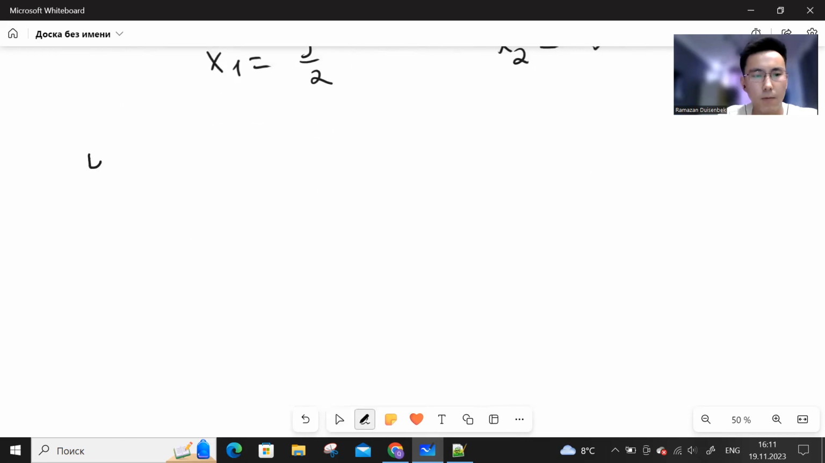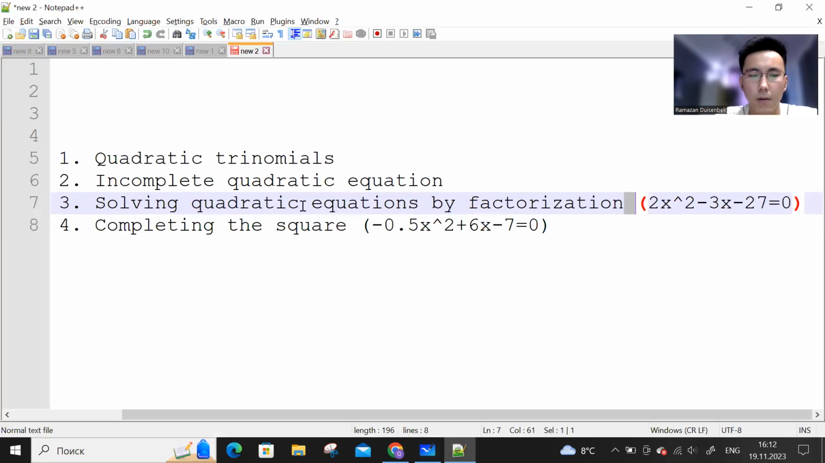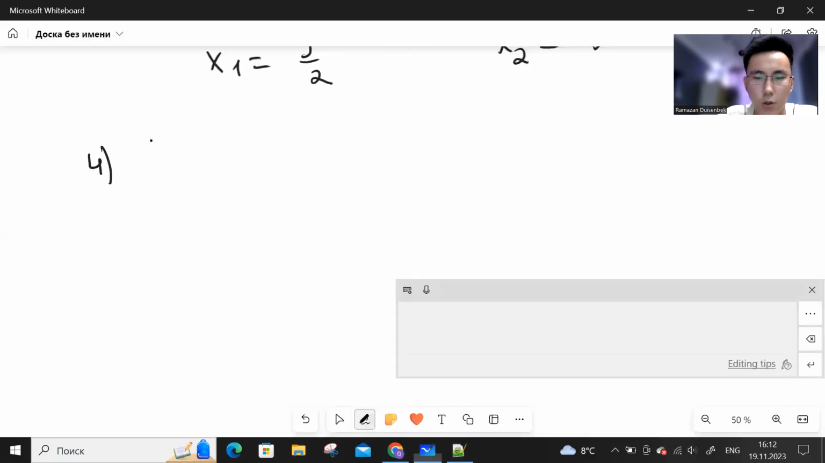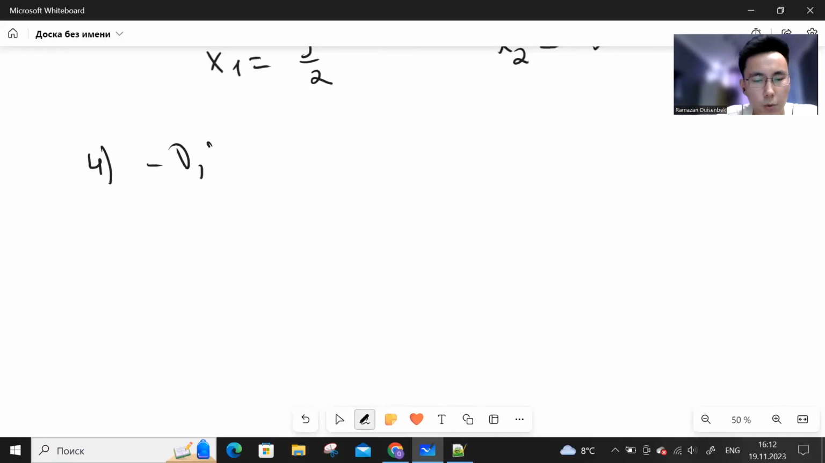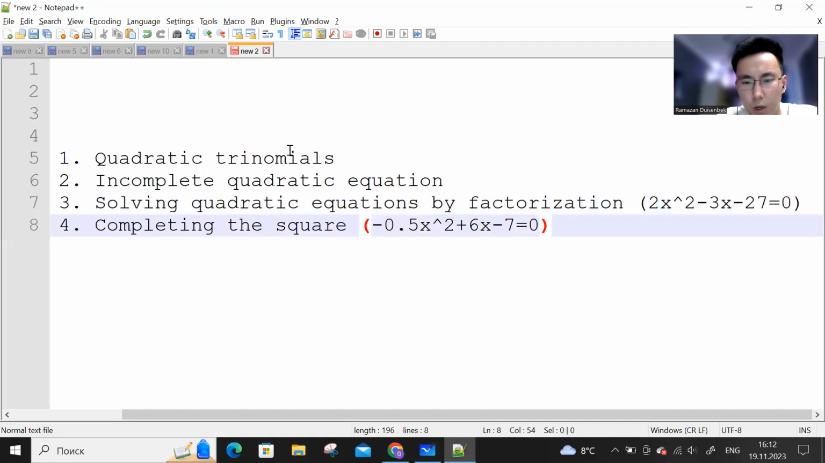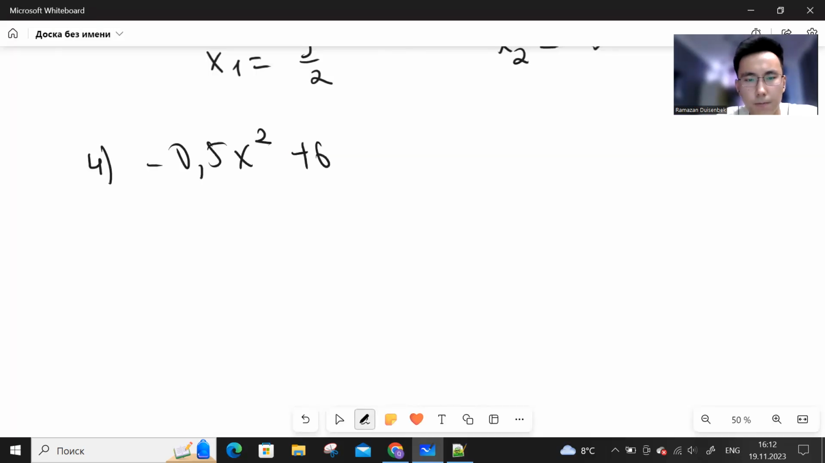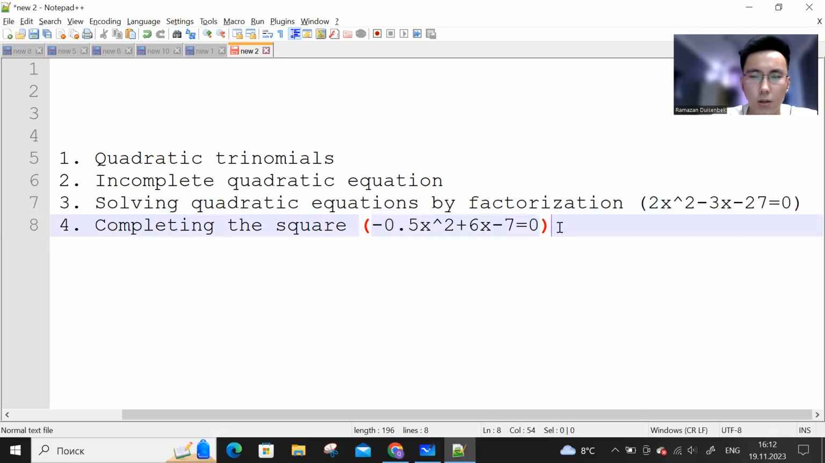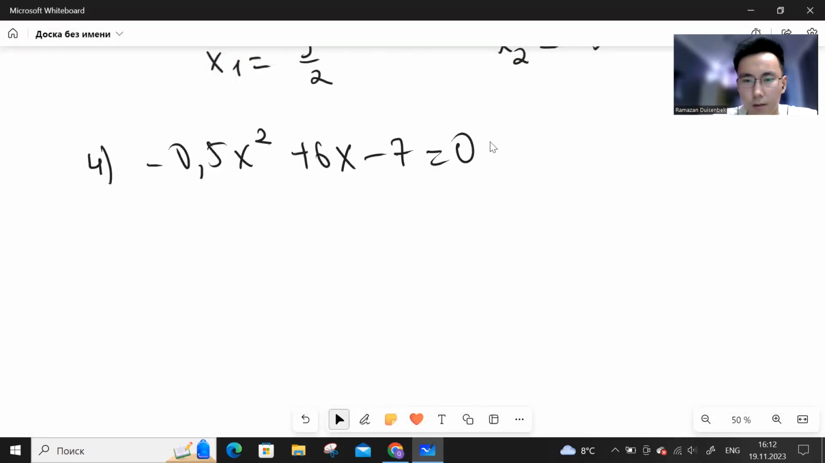And as the last one, it is minus 0.5, 0.5x squared plus 6x minus 7 equals 0. So we have to solve this equation by completing the square.